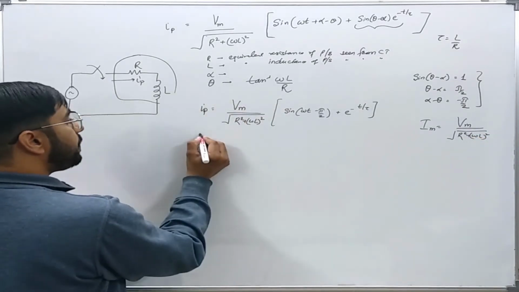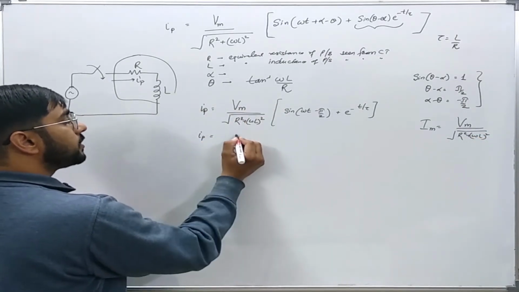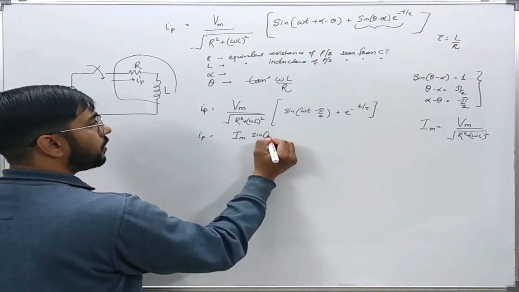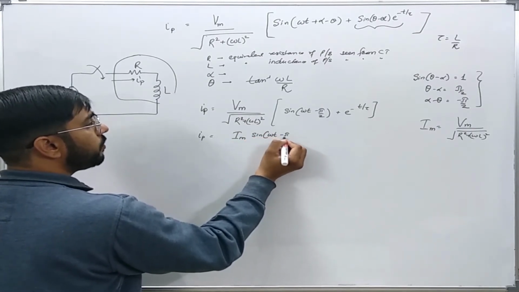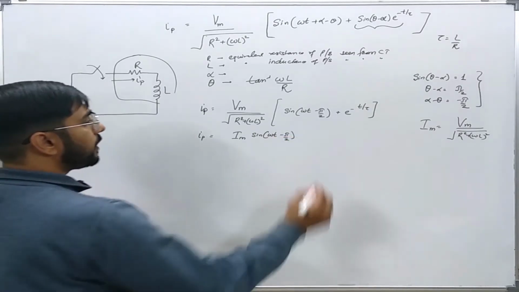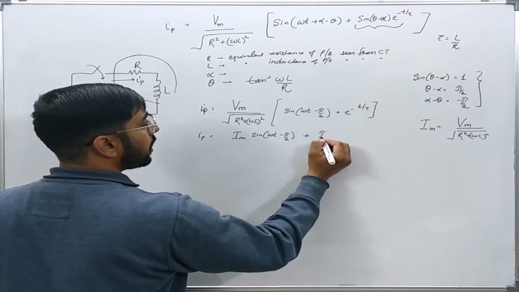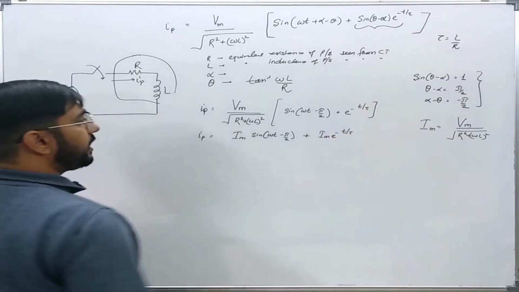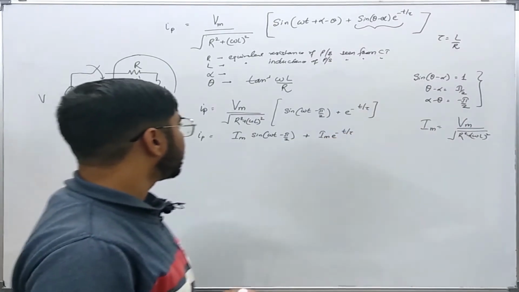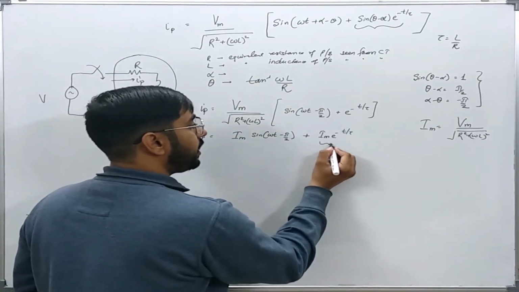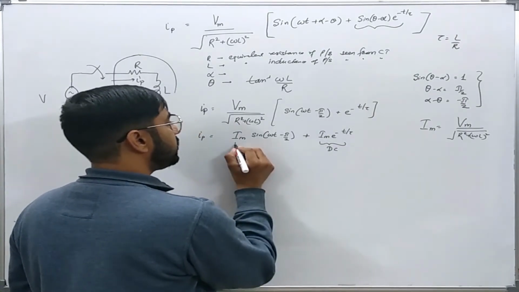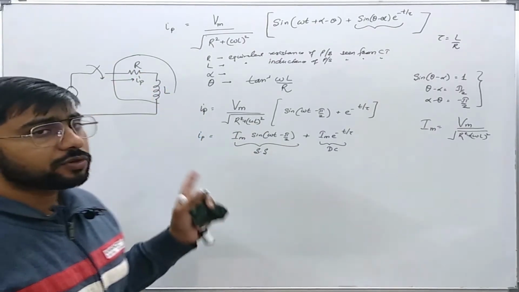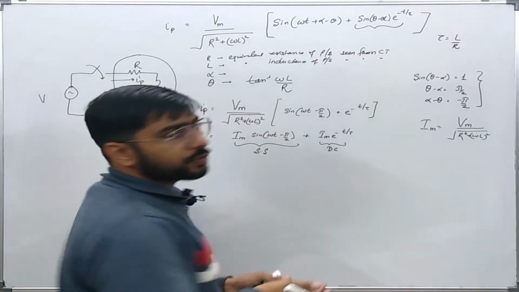Okay, so IP can be divided into two parts: Im sine omega t minus pi by 2, plus Im e to the power minus t by tau. Okay, so this is the DC decaying component and this is the steady state component of the primary current, which is going to flow into the CT also.